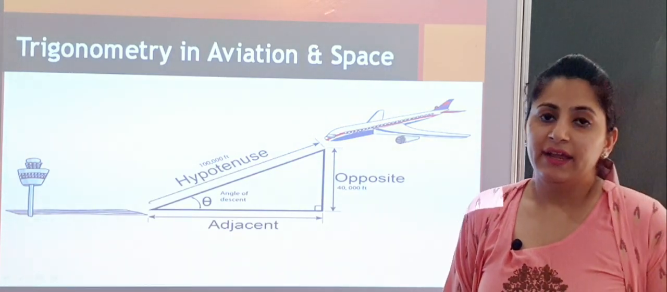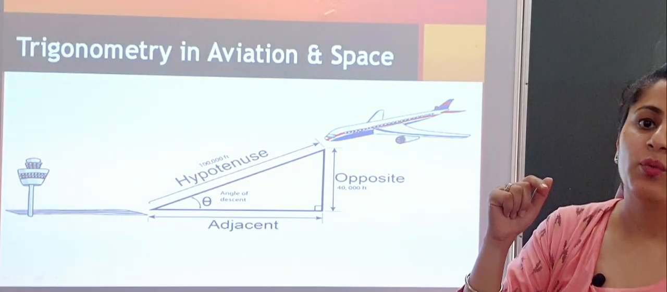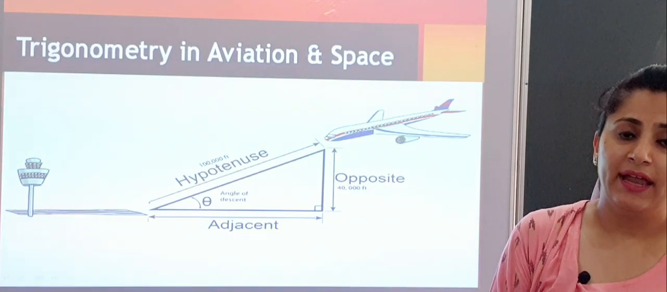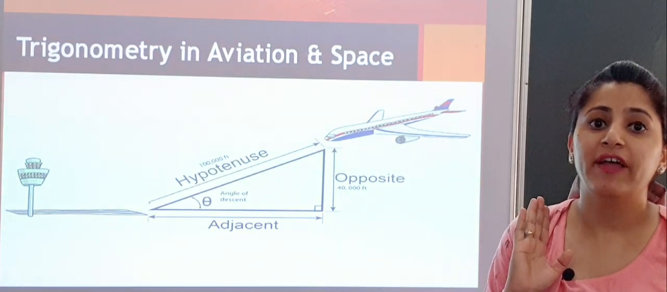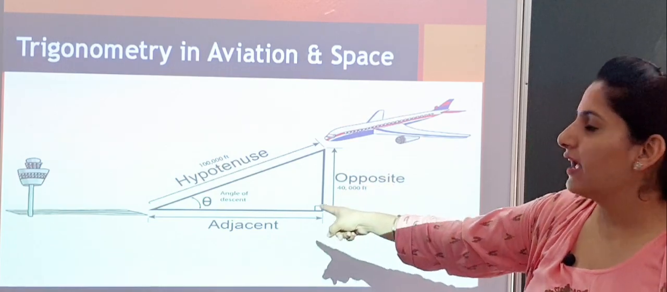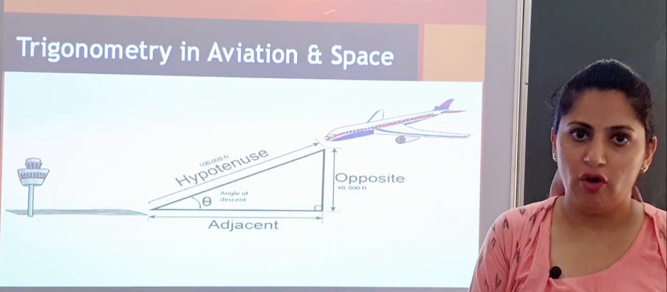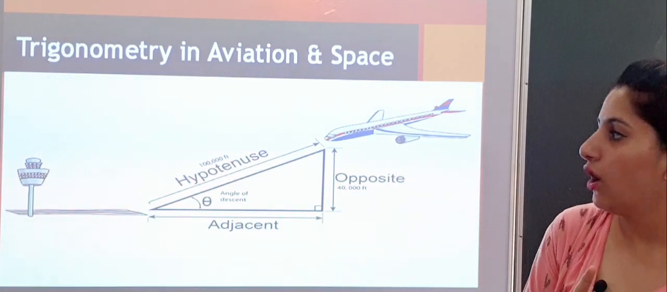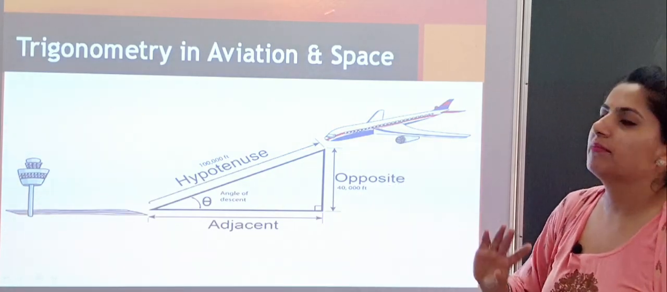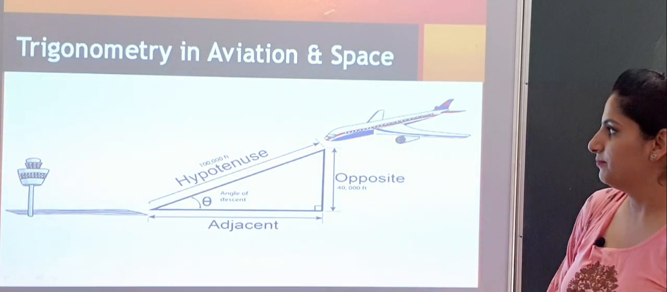We go by flight. At what angle is the plane to land, and what should be the angle of elevation? This is the angle of descent and the angle of takeoff when the plane takes off. That is based on trigonometry.